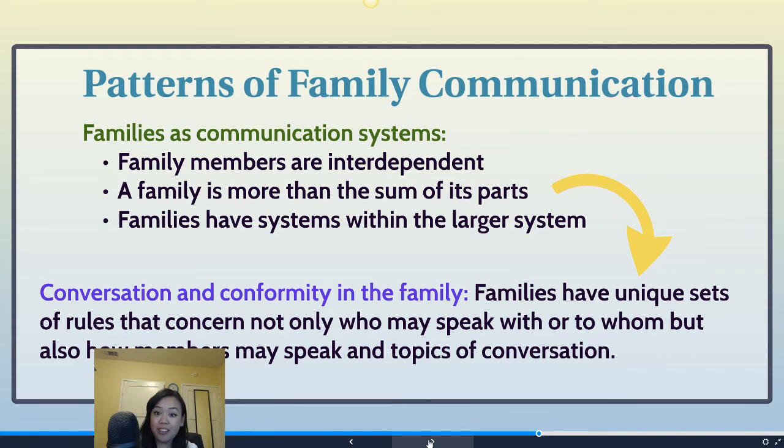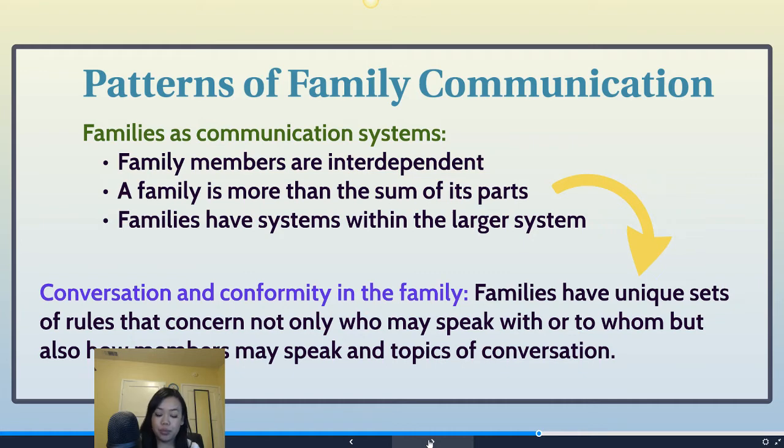So remember that families are systems. The best example I can give you is, think of a factory, right? Everything in a factory has a job, has a role. And if one thing in that factory is interrupted, then the rest of the assembly line is also interrupted. So it's important to remember that all communication within families has multiple layers of influence, right?